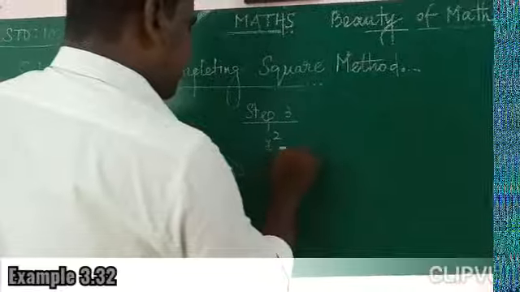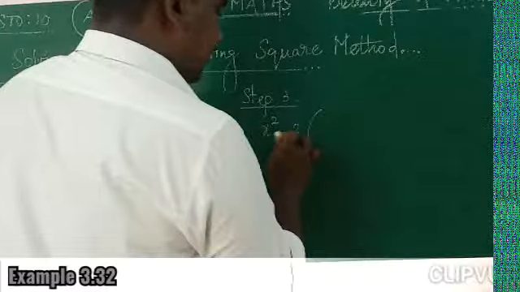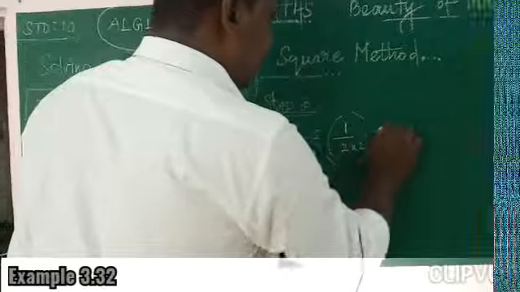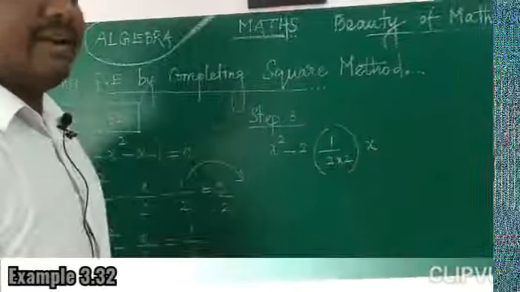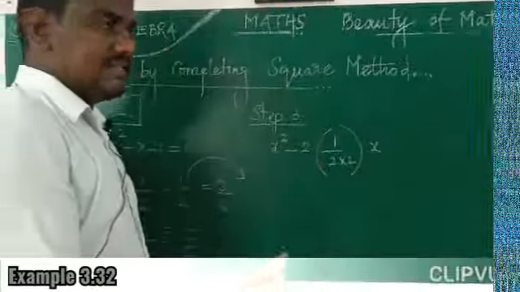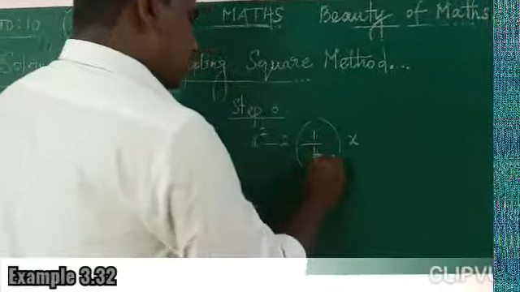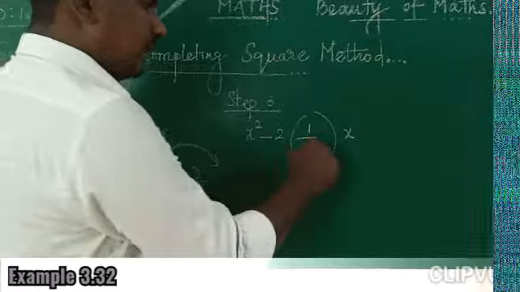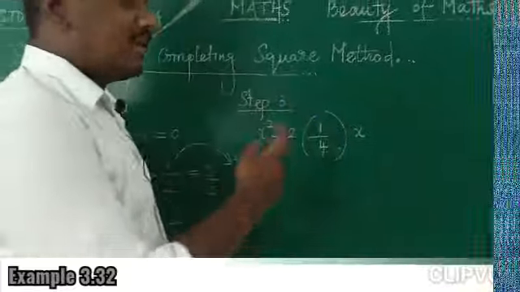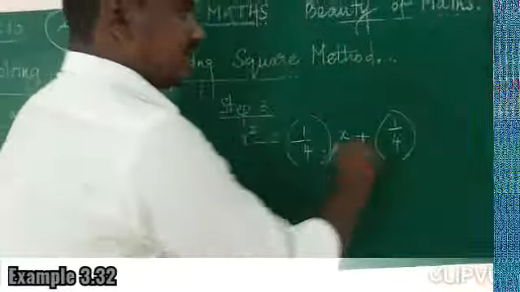X square minus 2 into 1 by 2 into 2 into x. Actually it becomes 1 by 4. So if you multiply and divide by 2, the value will not be changed. That's why we did. So 2 into 2 gives 4. So x square minus 2 into 1 by 4 into x. And we know that next, adding square of half of coefficient of x on both sides. So 1 by 4, half of coefficient of x, squared.